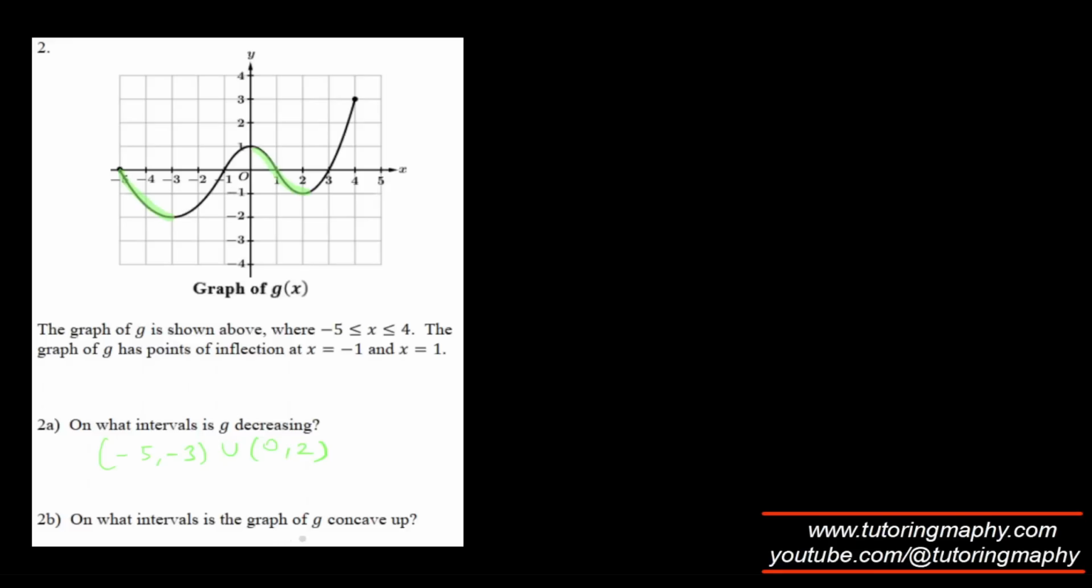And on what intervals is the graph of G concave up? Concave up means smiling phase. So the smiling phase would be something like this, because at -1 is an inflection point. So it is frowning here, and then it is smiling again from 1 onwards. So it is concave up from -5 to -1. That's where it is smiling. Union 1 to 4, right? It ends at 4. Yeah, 1 to 4. Okay.